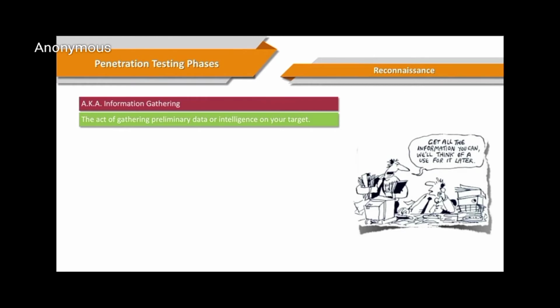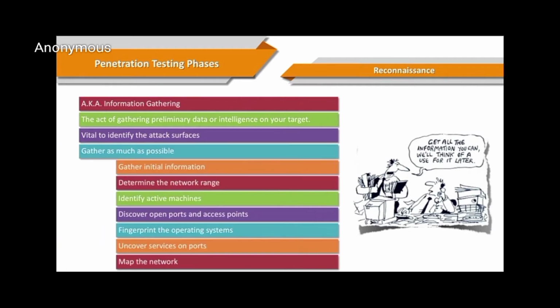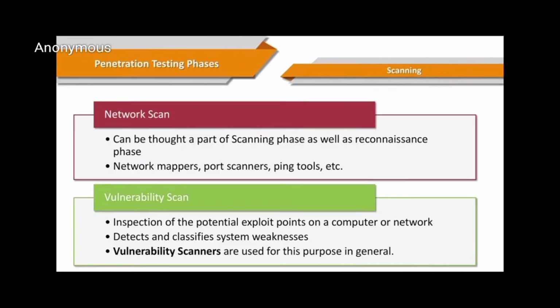Reconnaissance, as you already know, it's the act of gathering preliminary data or intelligence on your target. The data is gathered in order to better plan for your attack. The success of the pen test depends on the accuracy of your reconnaissance. A pen tester works on gathering as much intelligence on the client organization and the potential targets for exploit as possible. We can classify the scanning activities into 2 main parts.